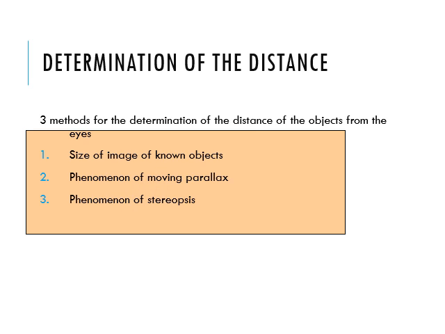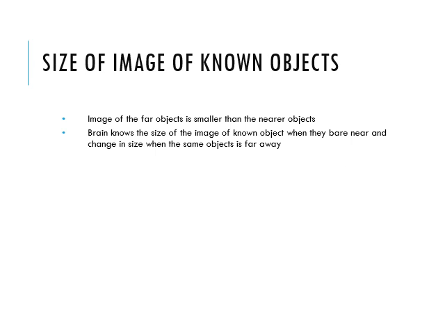So we are going to do one. First of all, size of the image. Now, the image of a far object is smaller, of course, than the nearer object. And then the brain knows the size of the image of the known object when it appears near and changes in size when the object is far away. For example, you know there is a 6 feet tall adult standing in front of you. You know the size of the object, so your brain automatically calculates the distance from this.